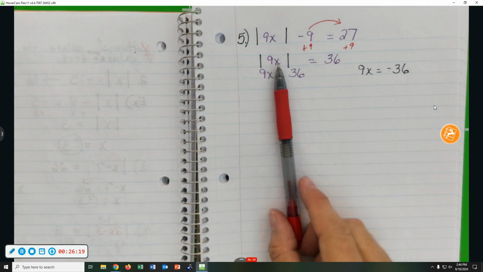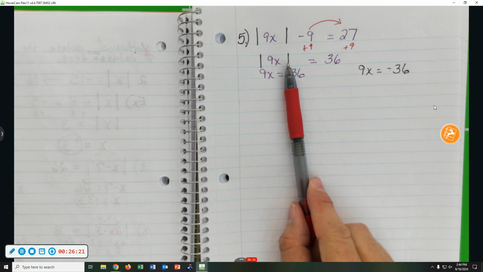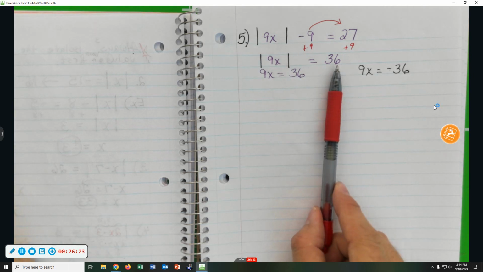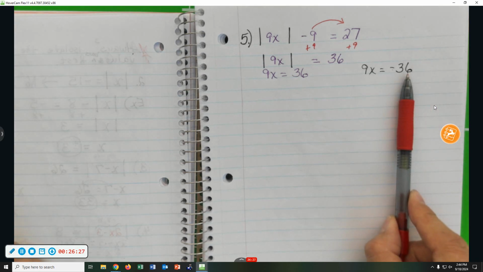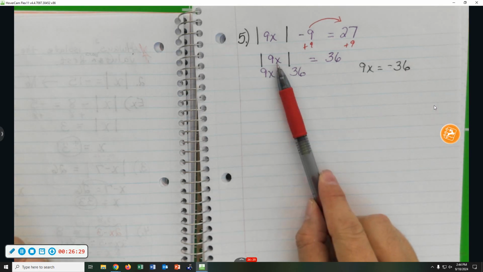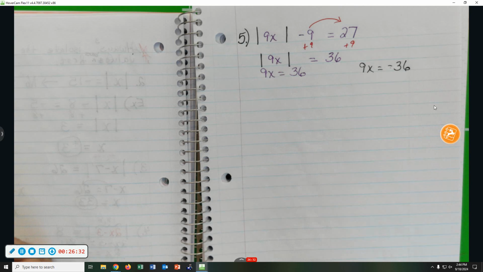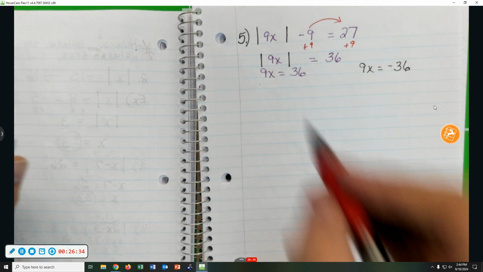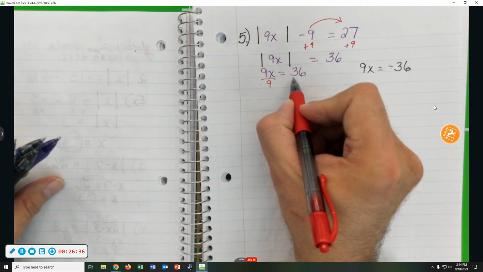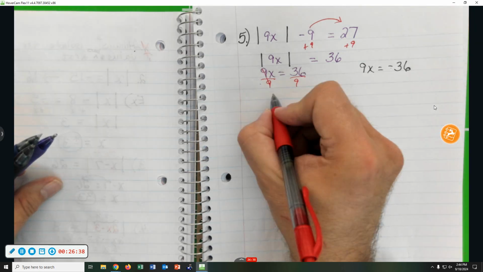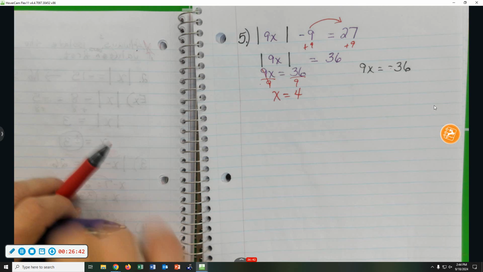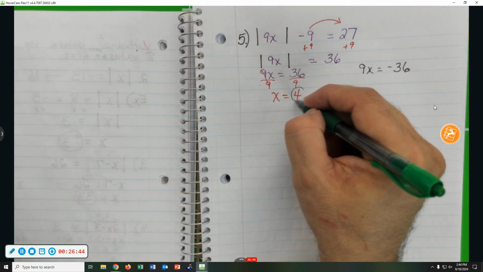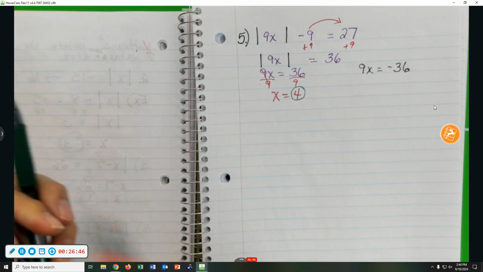What I'm doing here is once you have the absolute value bars by themselves with a positive number on the right, just go equal positive, equal negative. Take what's inside there, go equal positive 36, and what's this first answer going to be? 4. Yep, divide by 9 and we get x equals 4. What about the other one? Negative 4?